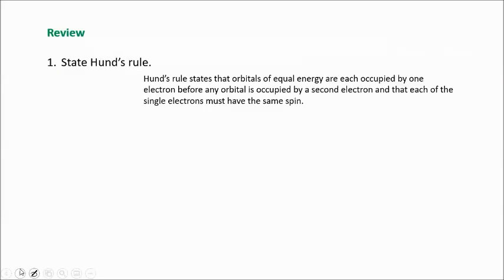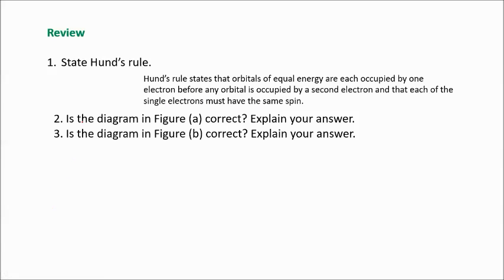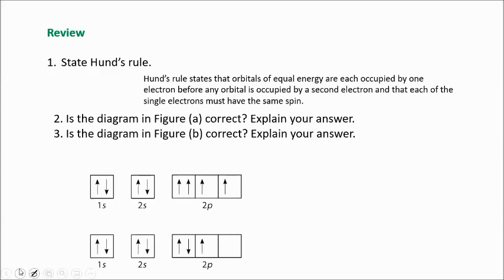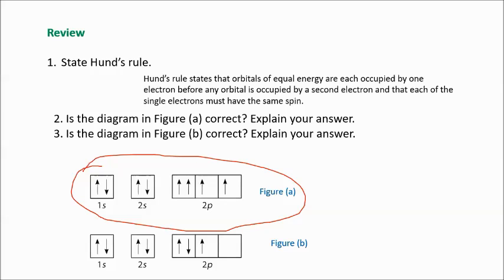So, what is Hund's rule? Hund's rule states that orbitals of equal energy are each occupied by one electron before any orbital is occupied by a second electron, and that each of the single electrons must have the same spin. Is the diagram in figure A and B correct? And explain your answer. Okay, kailangan natin ng diagram. Yan. So you look at our diagram. This is our figure A. Is this diagram correct?